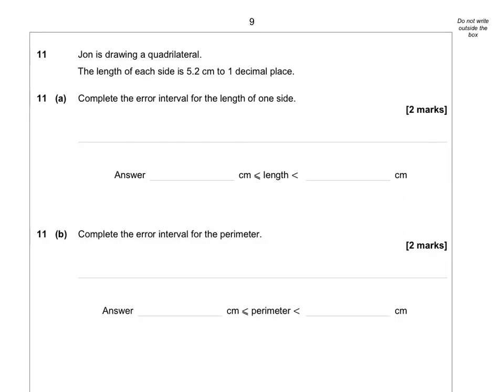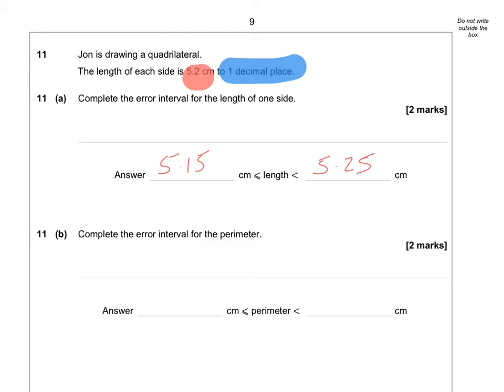Question 11 is looking at error intervals. It tells you in the question that each side length of a quadrilateral is measured to 1 decimal place. So that means that for our error interval, we've got to look at whether this 2 here, what's the smallest that could be for the 5.2. So the smallest it could be is 5.15. The largest that it could go up to is 5.25.